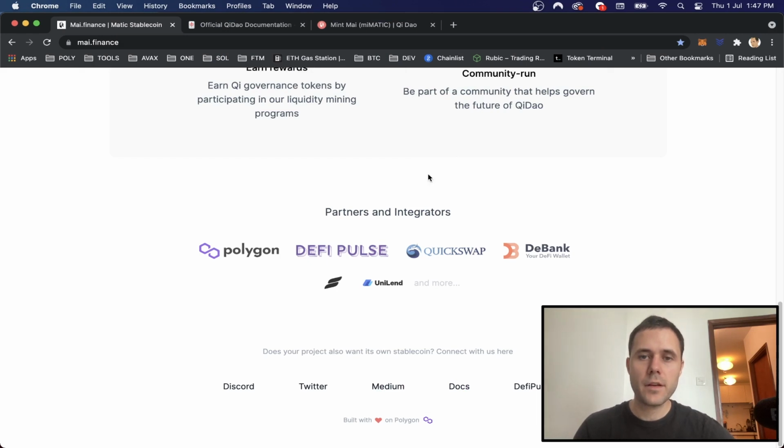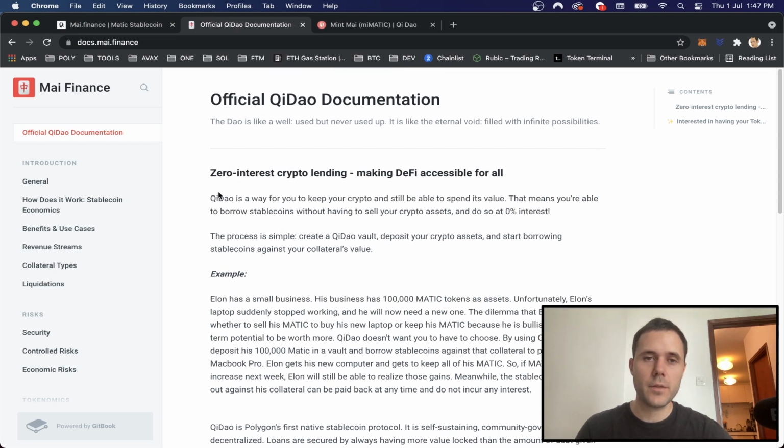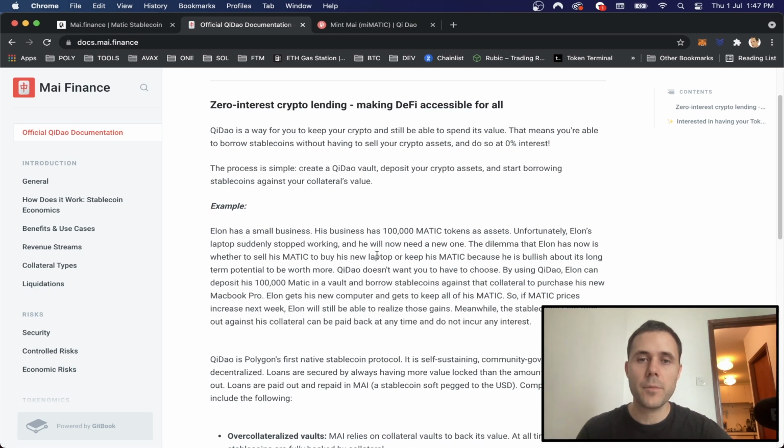Okay, so you may be asking how all this works. If you come down to the bottom of the page and you click on docs, you will get the official documentation where it just goes over some of the things I've been talking about, such as zero interest crypto lending, which gives you the ability to keep your collateral if you want to hold that, and also be able to spend its value. It gives an example here of somebody who wants to keep the collateral because he believes in the long-term appreciating value, but he wants to be able to spend the value.